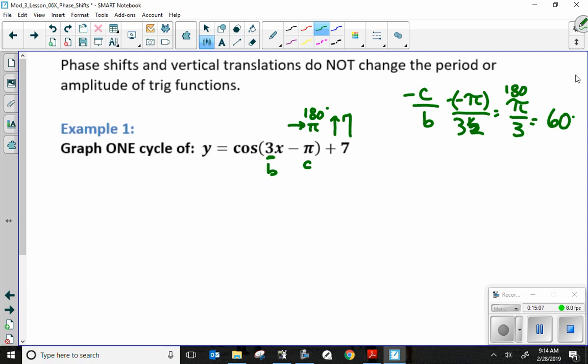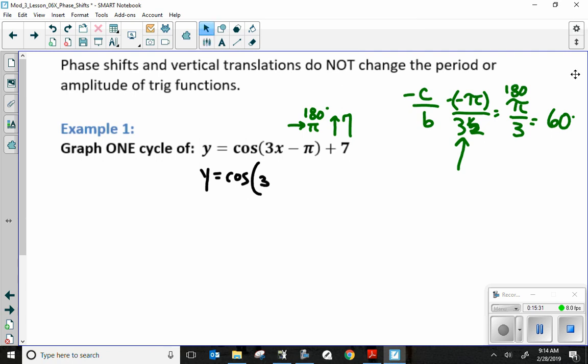Or you can just factor out the 3. I prefer to factor out the 3 because you guys really need to be good at factoring. All right? And when I factor out my 3, I'm still going to divide negative pi by 3. This is how I do it. I say y equals cosine, I take out my 3, and when I take out my 3, I have to divide this by 3. So now I just have an x, and I divide this by 3. Look, that's my negative pi divided by 3.